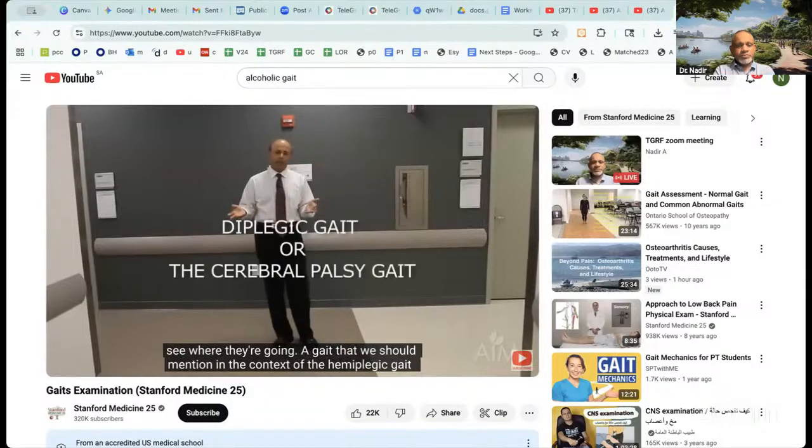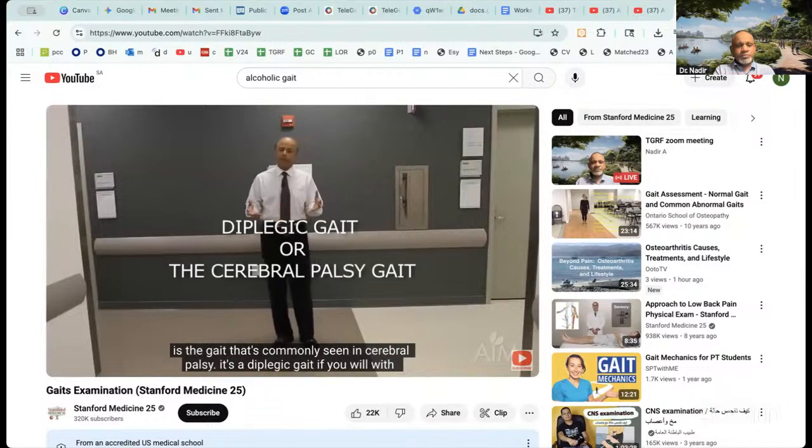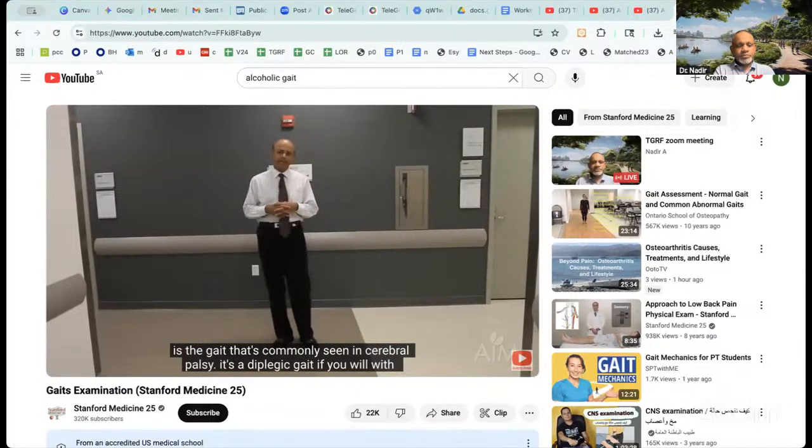A gait that we should mention in the context of the hemiplegic gait is the gait that's commonly seen in cerebral palsy. It's a diplegic gait, if you will, with hemiplegia on both sides. And it's a gait that I'm sure you've seen often in children and in adults affected by this from childhood.